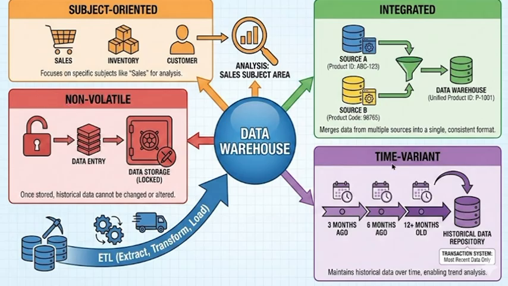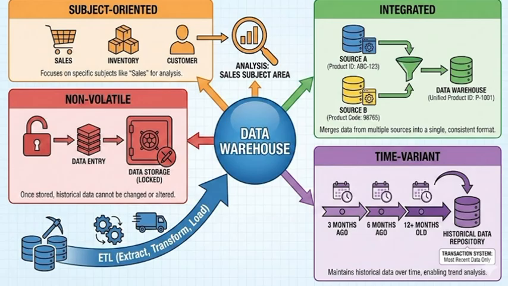So now let's look at the last characteristic of a data warehouse, that is time variant. This simply means that a data warehouse stores historical data. You can go back and look at data from 3 months ago, 6 months ago, 12 months ago, or even older. Now compare this with a regular transaction system.